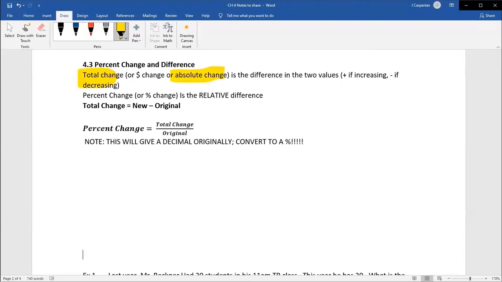So change, the word change means difference. You might go, well, Mr. Beckner, change means some parts of a dollar. Okay, that's another definition of change. Words have different meanings. So when we're saying this definition of change, change means difference. Change means difference. Change means difference.